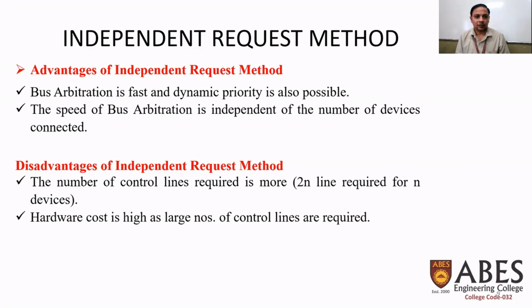So there are disadvantages of this method. The number of control lines required is more. For example, we have 3 bus masters who want to use the system bus. So we have 3 into 2. The total number of wires required is 6 plus 1 for the busy line, and the hardware cost is also high. This is the basic connection to each and everything. If we increase the bus masters, we have to increase the number of wires, and if we increase the number of wires, then cost will automatically increase.